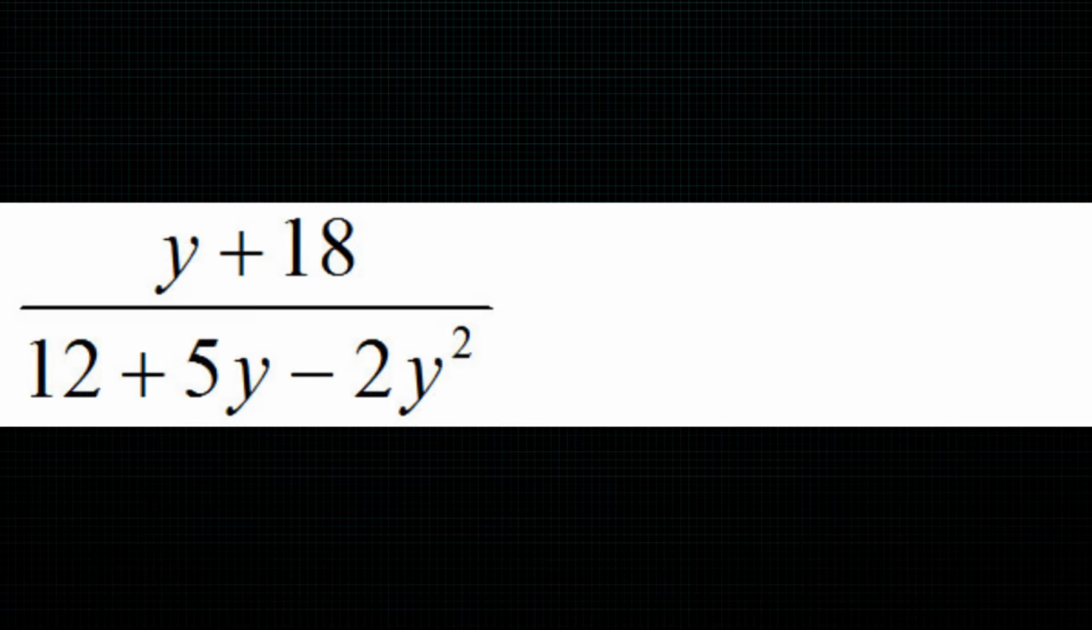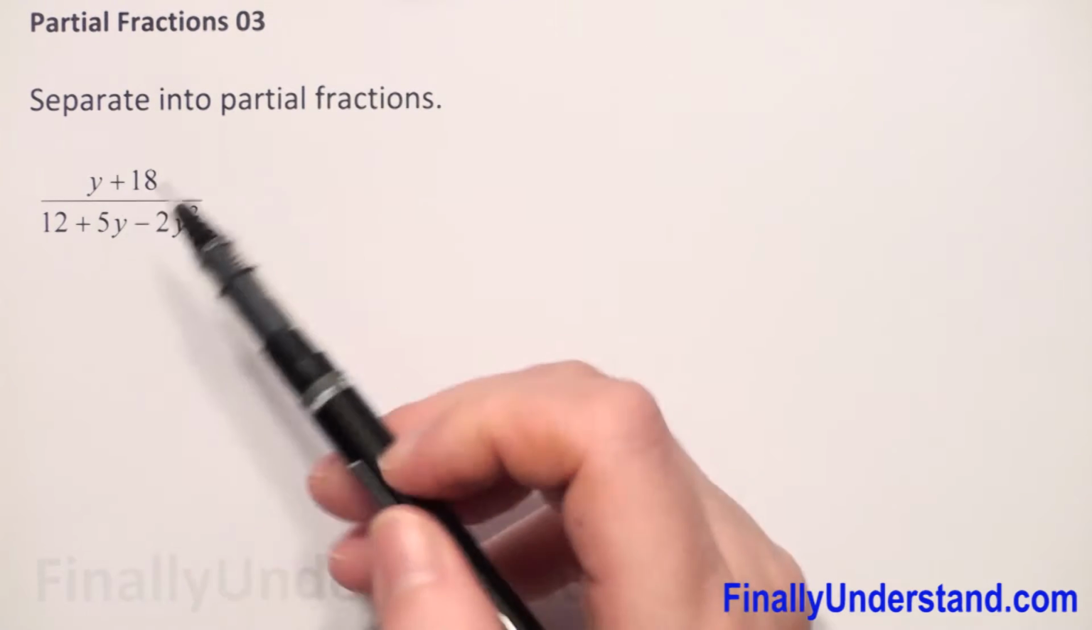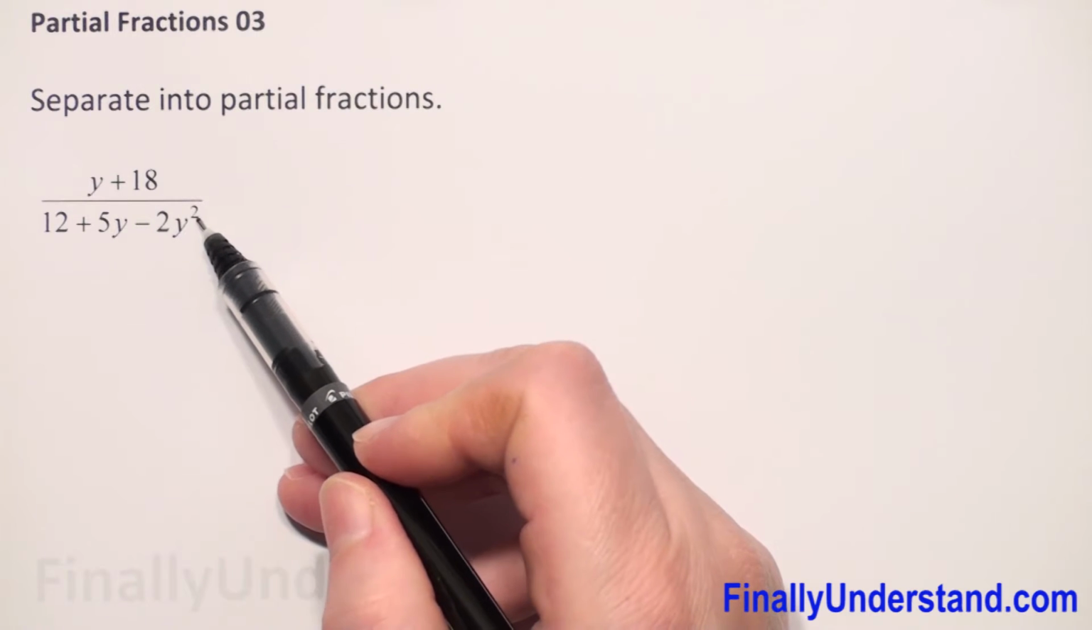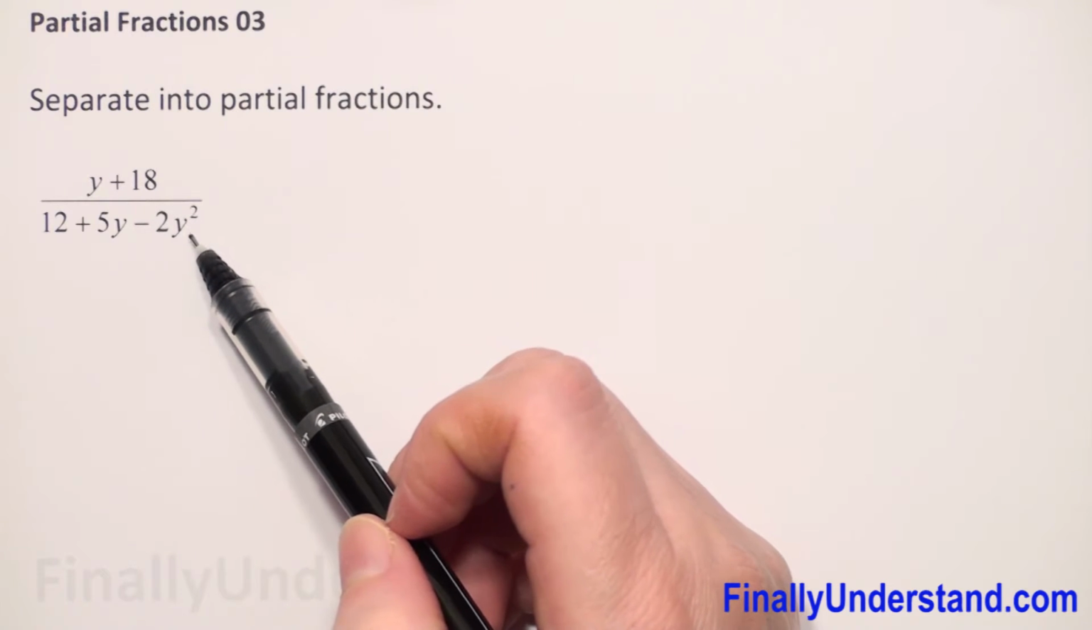We have to separate the given fraction into partial fractions. What it means is we need to express the fraction as the sum of two or more fractions that are each simpler than the original. First, we have to check the numerator and denominator. In the numerator we have y to the first power, in the denominator y to the second. So the power of the numerator is less than the power of the denominator.